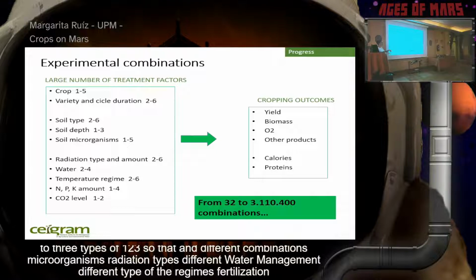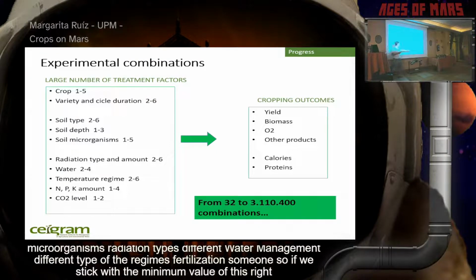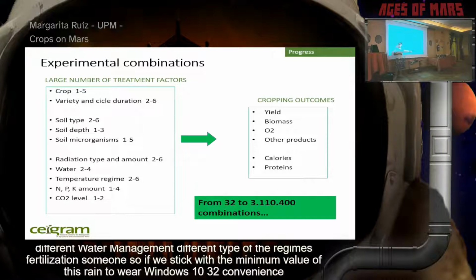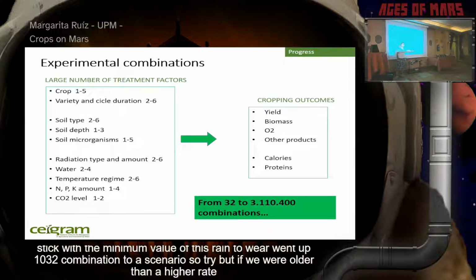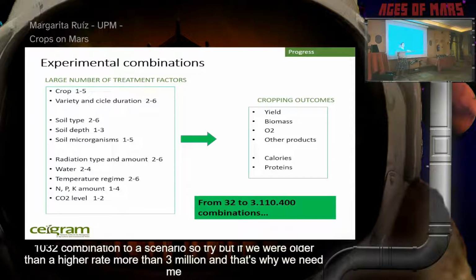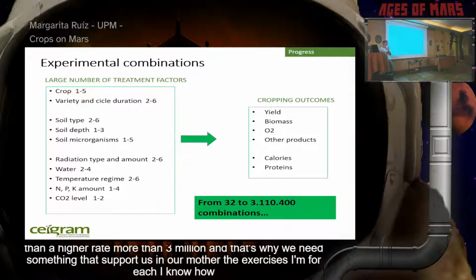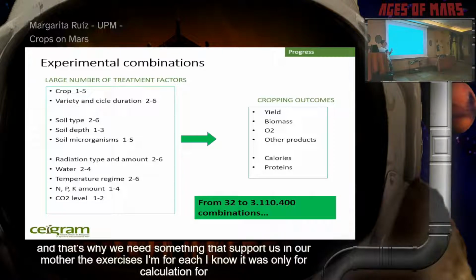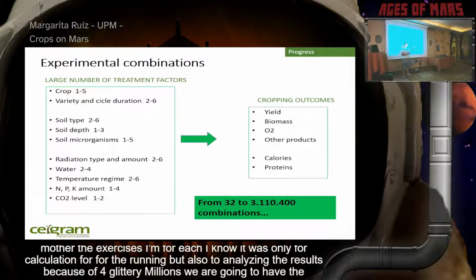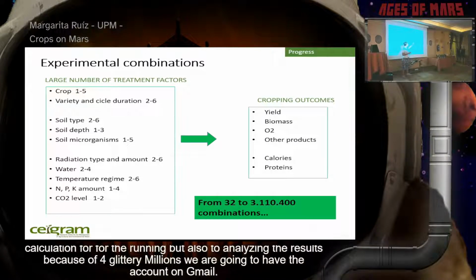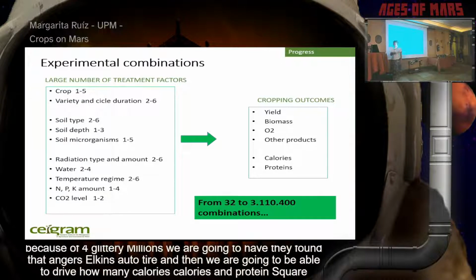and so on. So if we stick with the minimum value of this range, we are going to obtain 32 combinations, 32 scenarios to try. But if we go with the higher range, more than 3 million. And that's why we need something that supports us in our modeling exercises, not only for the calculation, for the running, but also for analyzing the results, because for these 3 million we are going to have data on yield, and then we are going to be able to derive how many calories and proteins we are going to produce.